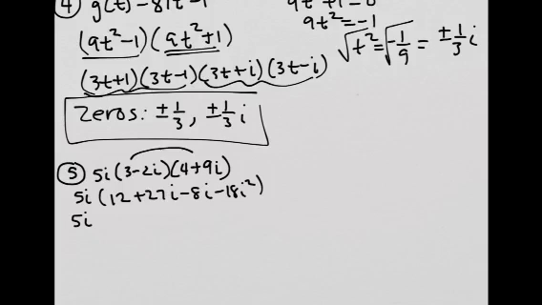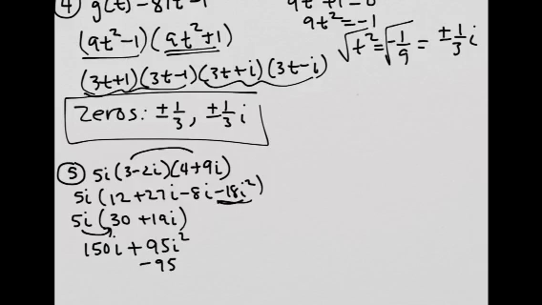So again, keep the 5i. This is actually plus 18, so that's going to give me 30, and then plus 19i. Now I'm going to distribute the 5i, so that's going to give me 150i plus 95i squared. Okay, now it's not done yet, you have to still simplify, so 95i squared gives you the negative 95. And to write it in standard form, the real part comes first and then the imaginary.